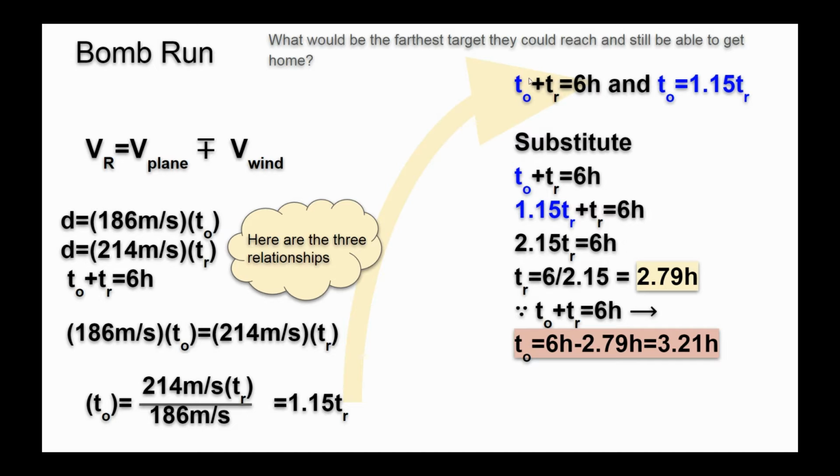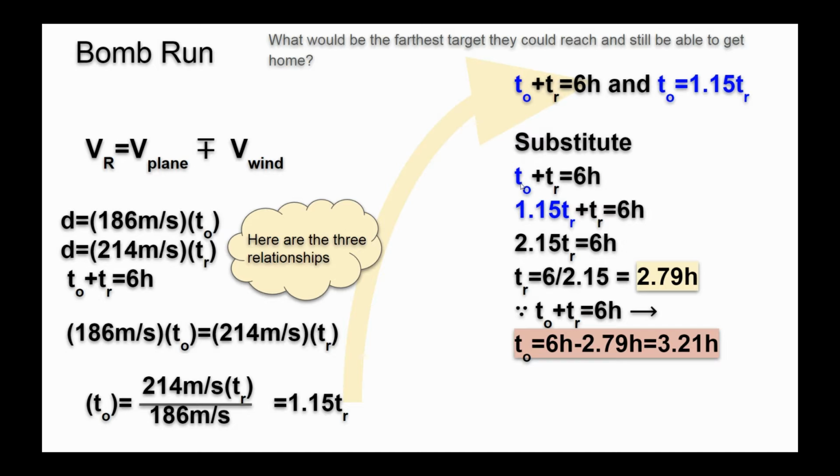Since outbound time and return time must equal 6 hours, and we've found, when I combine this equation down here, get rid of the middleman, that the time going out is 1.15 times longer than the return trip. You can read that as 15% longer. So we're going to substitute.